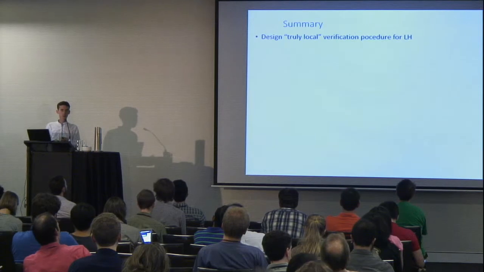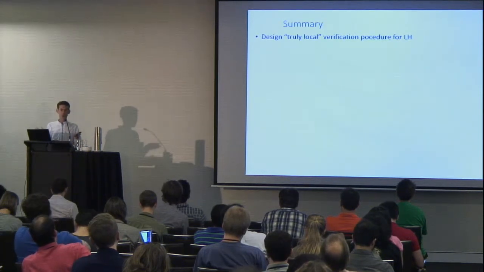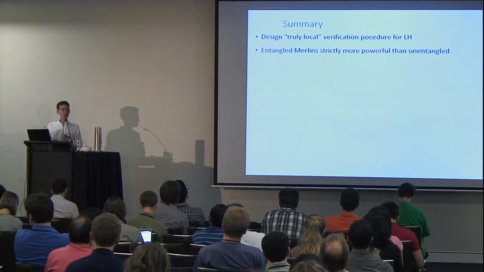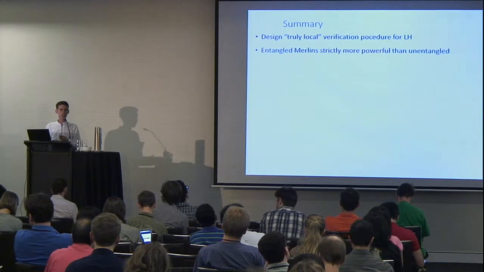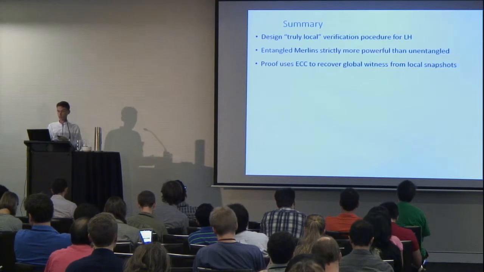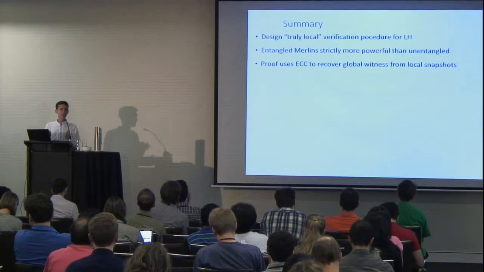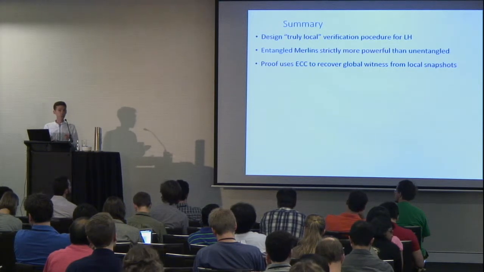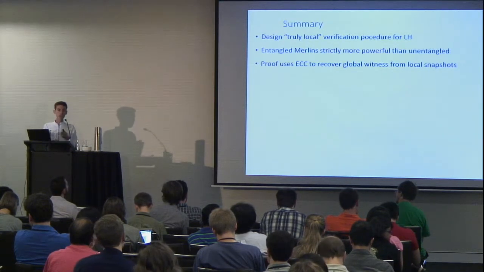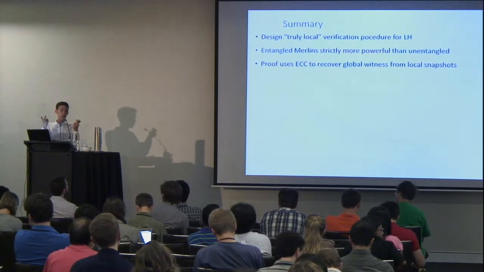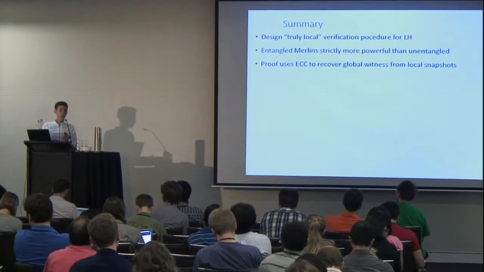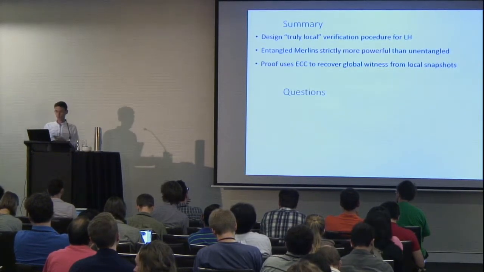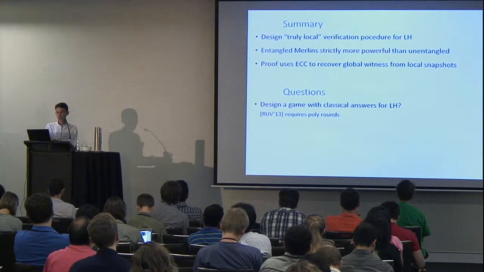What I described to you is what I, very informally, would call a truly local verification procedure for the local Hamiltonian problem using this language of multiplayer games, and it demonstrates that entanglement between the Merlins can be useful. And the proof uses just very simple, really basic properties of quantum error correcting codes in order to show that if Merlins are accepted in the game, even though I'm only getting very local pieces of quantum information, there should exist a big state somewhere in the background in their mind that I can in principle reconstruct from their answers. So there are a lot of interesting questions.